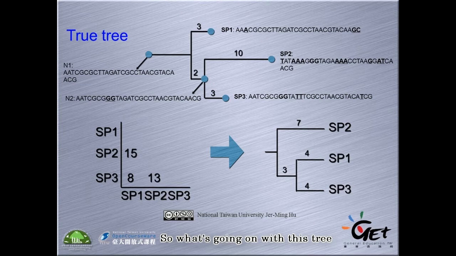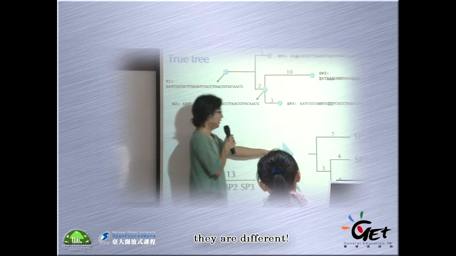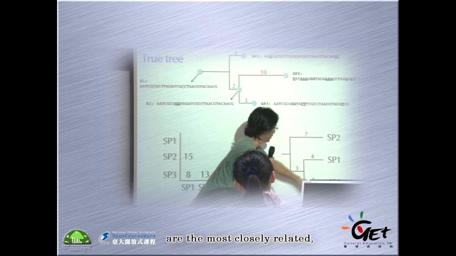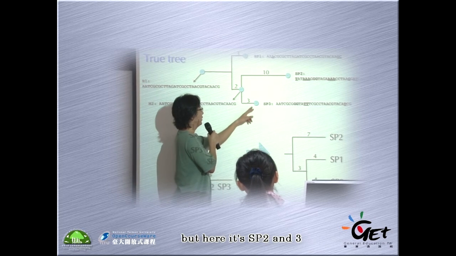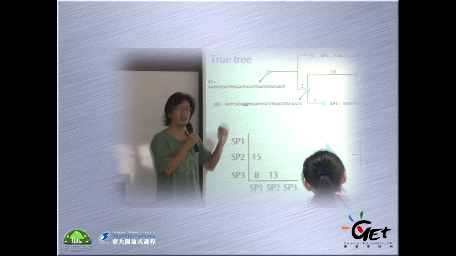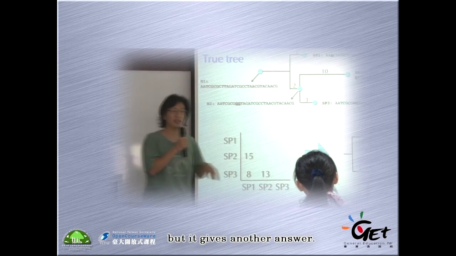So what's going on with this tree and that tree? Are they the same? I don't think they are the same. They are different. SP1 and 3 are the most closely related, but here it is SP2 and 3. So what's going on? I calculated from here to here, but they give you another answer.